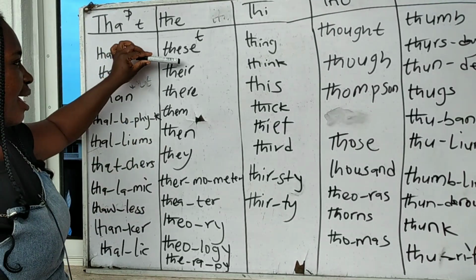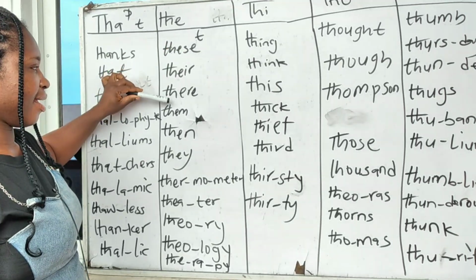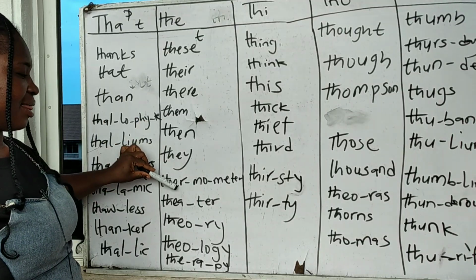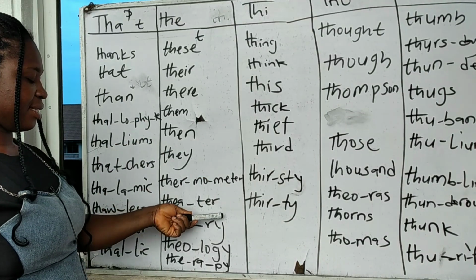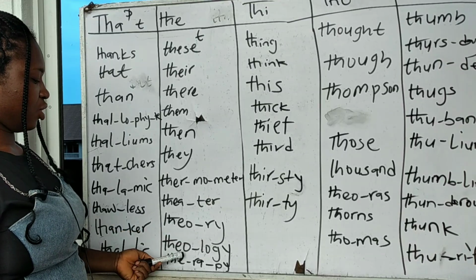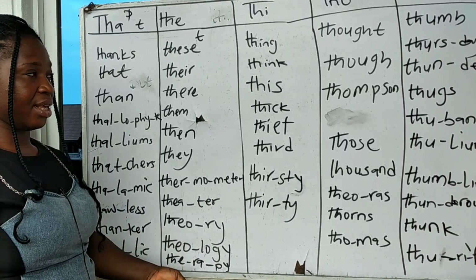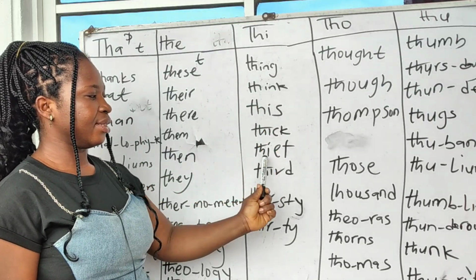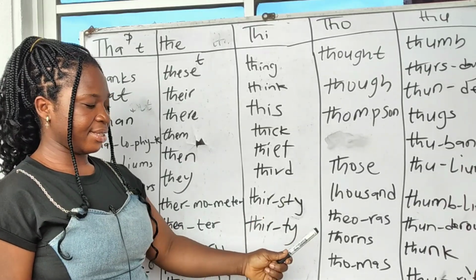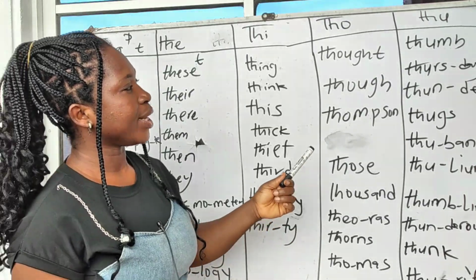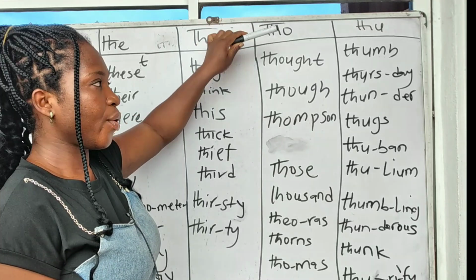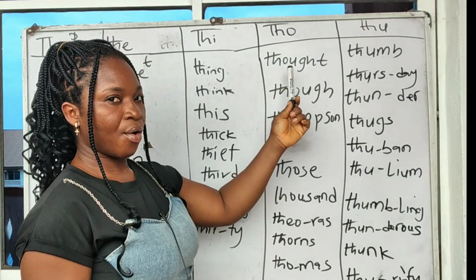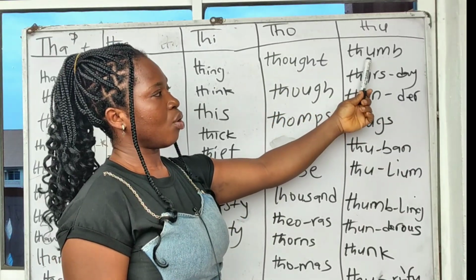Okay, and right here, this, they, there, them, then, they, thermometer, theater, theory, theology, therapy. We have thin, thick, this, thief, third, thirsty, 30, and we equally have to, o, and this is to, u. I have to, ot, thought, to, o.